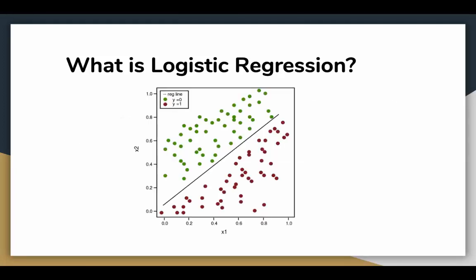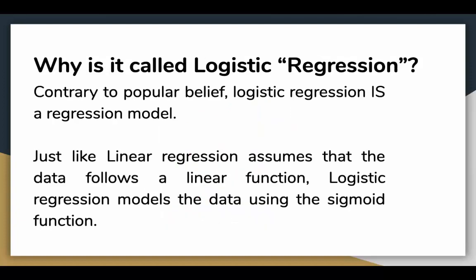As we can see here, we need to categorize the data into two different categories, and our job is to define the line which does that. Now, why is it called logistic regression if it's a classification mechanism? Contrary to popular belief, logistic regression is a regression model. The model builds a regression model to predict the probability that a given data entry belongs to the category numbered 1. Just like linear regression assumes that the data follows a linear function, logistic regression models the data using the sigmoid function.